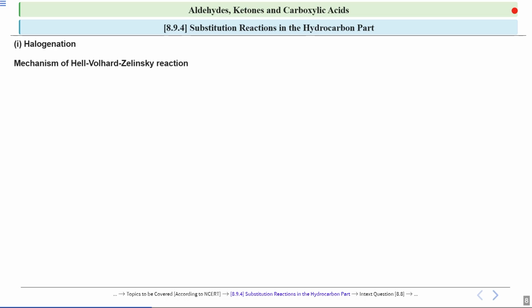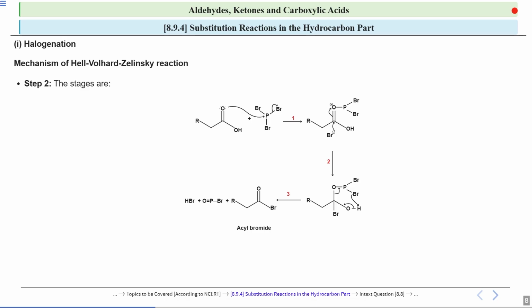Now coming on to step 2. This diagram represents step 2, and one by one we will discuss what is happening in this step. In the first part, the lone pair of electrons on the oxygen atom attacks the phosphorus atom. This oxygen, which has the lone pair, attacks this phosphorus atom. This is an example of a nucleophilic attack.